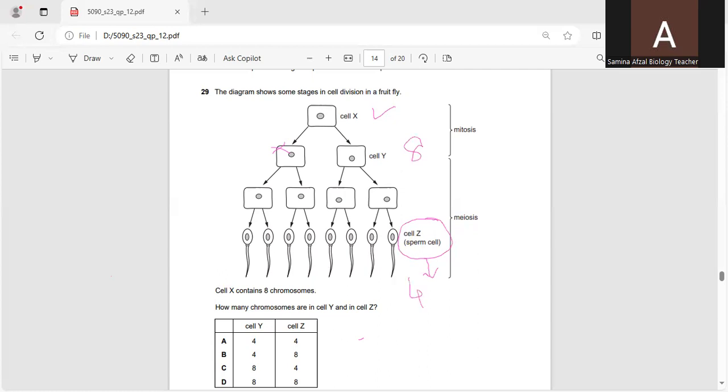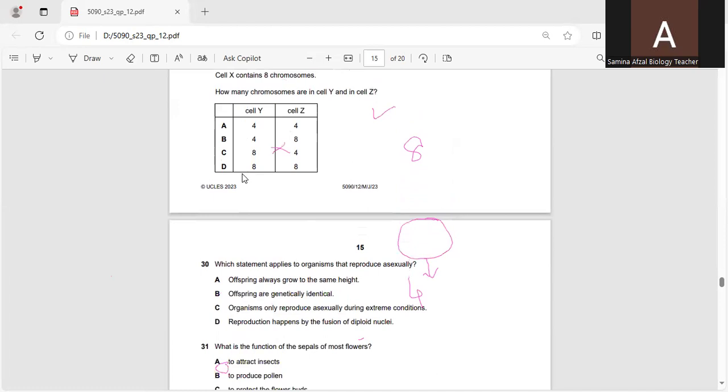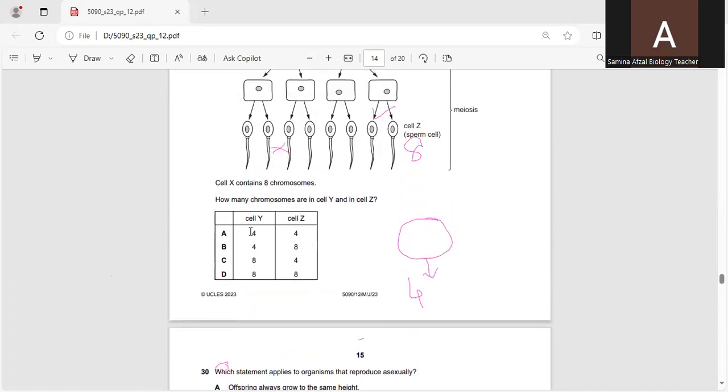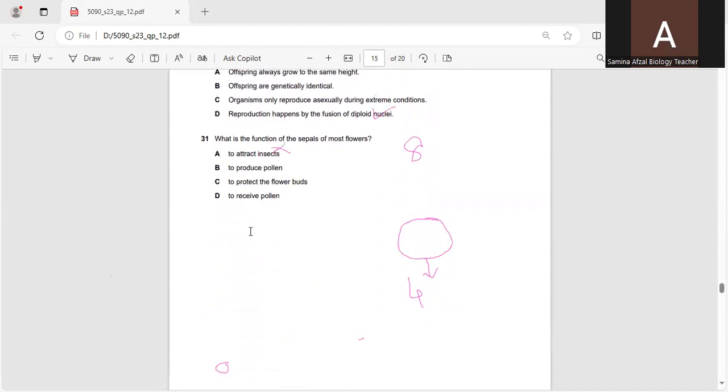So according to this, the answer in question number 29 should be C, because as a result of meiosis, the chromosome number is reduced to half. In mitosis, it remains the same, but in meiosis, the chromosome number is reduced to half. So C is the correct option.